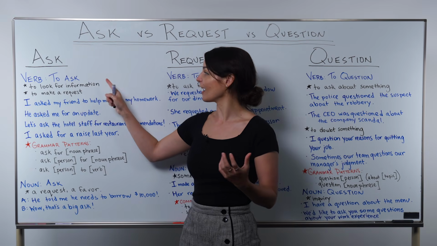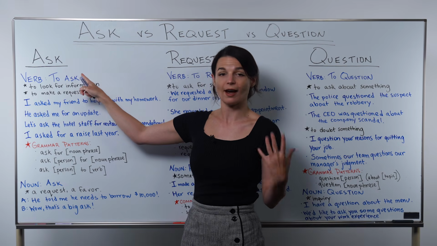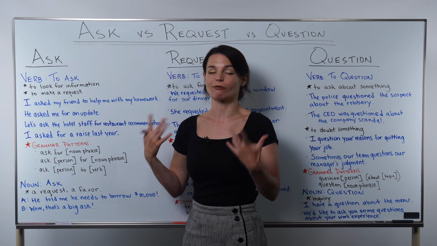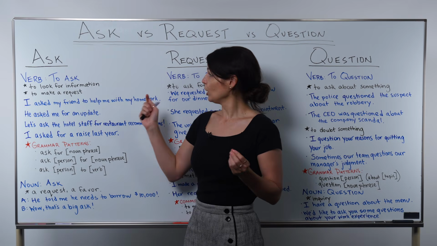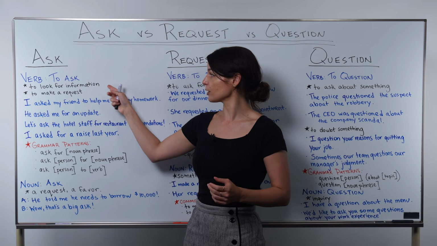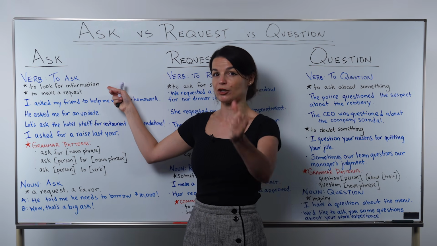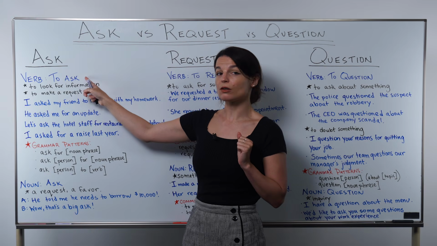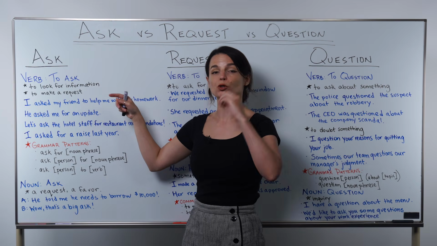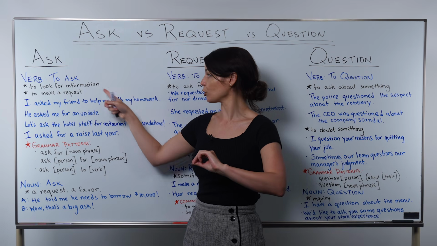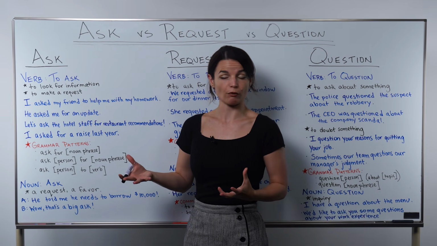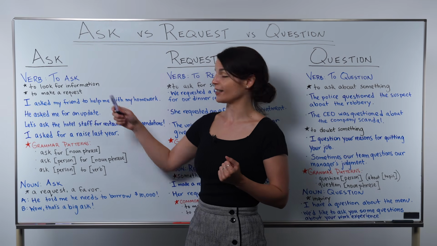First, I want to look at the verb form of the word ask. Most of the time when we say ask, we're using the verb form. So what does this mean? To ask means to look for information. So we use this word when we need to get information from someone. We can also use ask to mean to make a request. So you need someone to do something for you, or you need someone to maybe make arrangements for you for something. We can use it for requests as well.